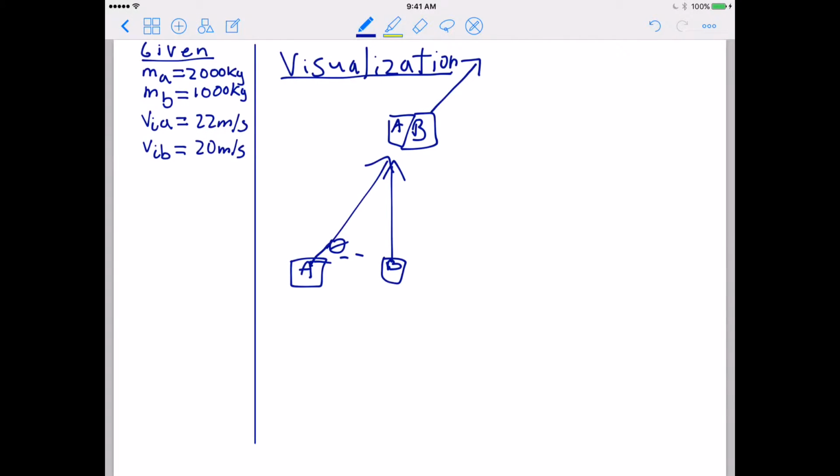Okay, so here's our visualization for the two cars A and B. At first, car A is going to be moving at a speed of 22 meters per second at 30 degrees north of east. Then car B is going to be going 20 meters per second north. When these two collide, at the end of the collision they stick together and go off together in the same direction and with the same acceleration.